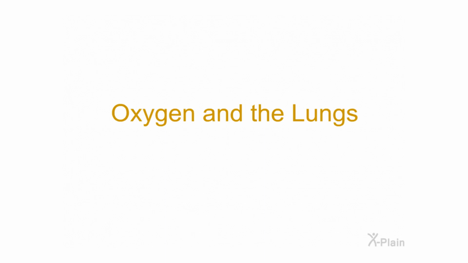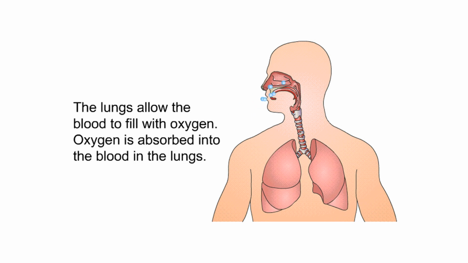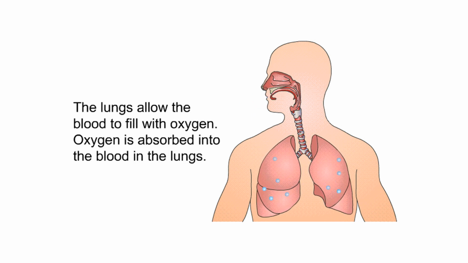Oxygen and the lungs. The respiratory system is a group of organs and tissues that make breathing possible. It includes the airways and lungs. The lungs allow the blood to fill with oxygen. Oxygen is absorbed into the blood in the lungs.